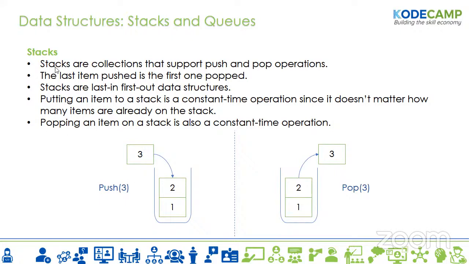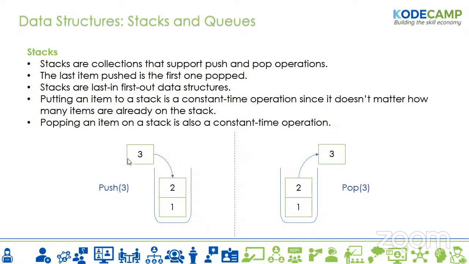So let's look at what queues are and understand them in basic. Okay, so let's start with a stack. Now, stacks are collections that support push and pop operations. So the last item pushed is the first item popped. The last item added is the first item removed. So stacks are basically last in, first out data structures.